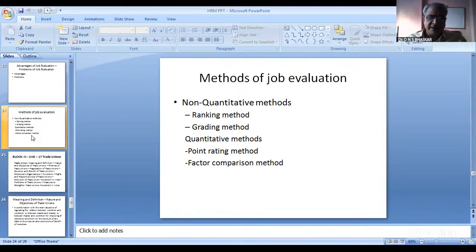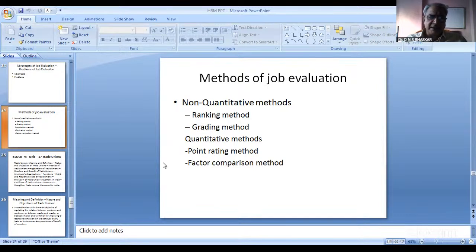Then another method is the grading method. In the case of the grading method or classification method, the entire jobs are considered in different grades. This is very much practiced, as I told you, in government sector organizations. In government sector organizations, grade 1 officers, grade 2 officers, like that, all these officers are ranked in different grades, and on the basis of that, the same type or similar type of jobs are given in that particular group only. That is considered as grading.